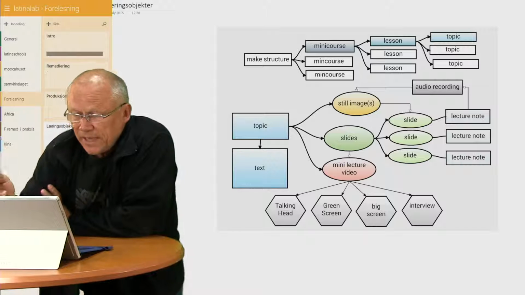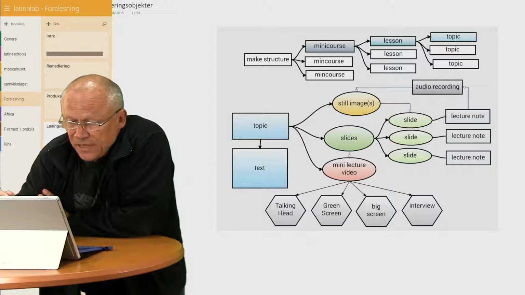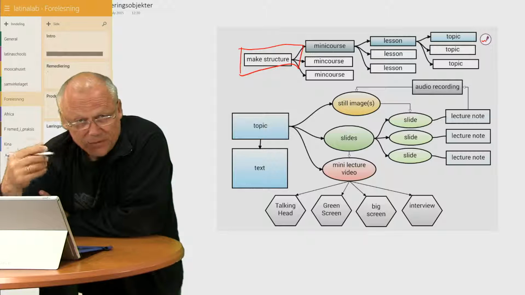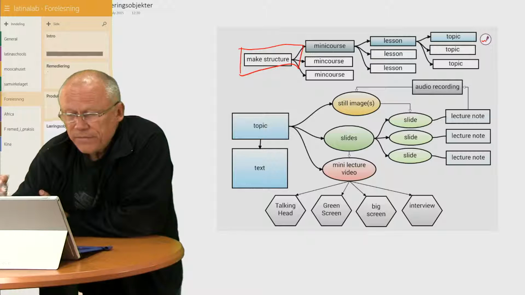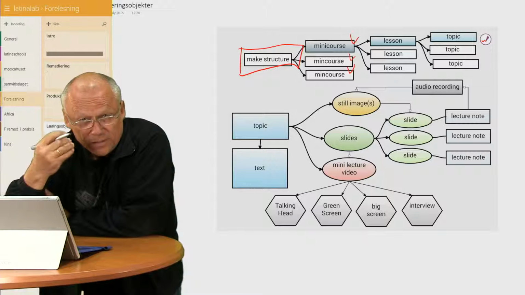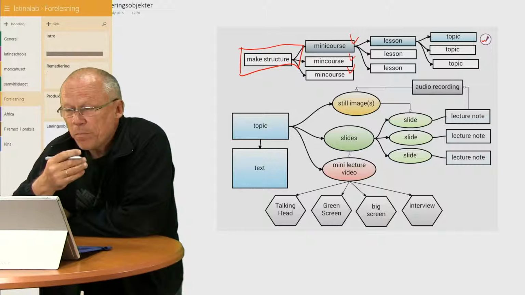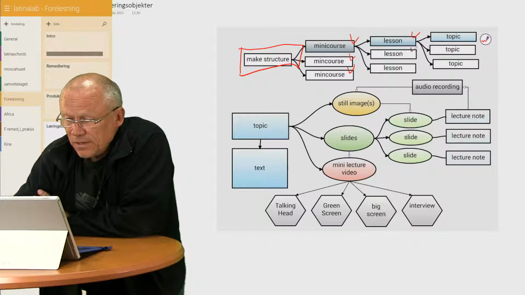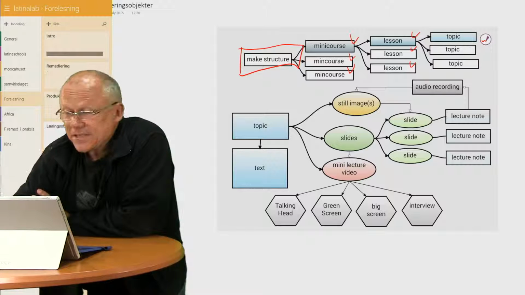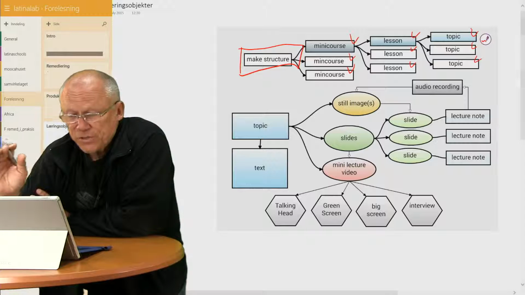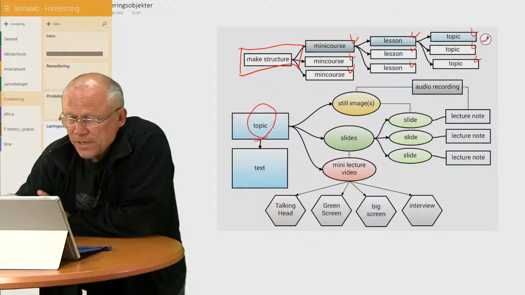So what we're looking at here is that we build massive open online courses or similar, and we build a structure for that. Maybe we should divide that into smaller courses so it's not so much at one go. We divide it into smaller parts. Each mini course consists of several lessons, and each lesson is composed of several topics, subdivisions. So we have one of these topics here.